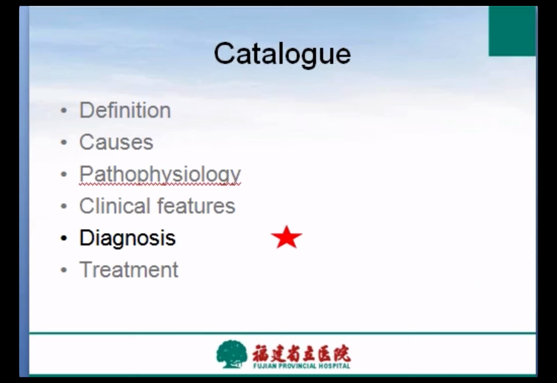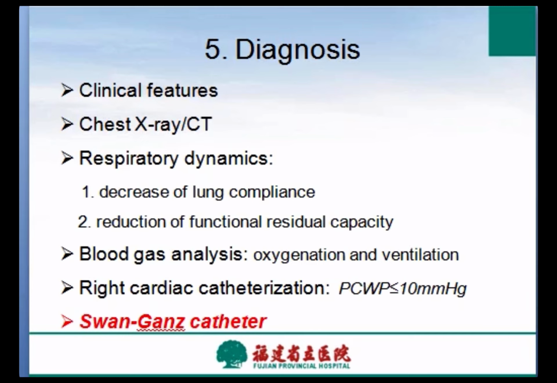And the following part is diagnosis. Diagnosis is the premise of acute treatment. If we can't diagnose the disease, we can't perform the acute treatment for the patients. And the diagnosis of acute lung injury depends on the following aspects: clinical features, chest X-ray or CT, respiratory dynamics, blood gas analysis, and right cardiac catheterization.